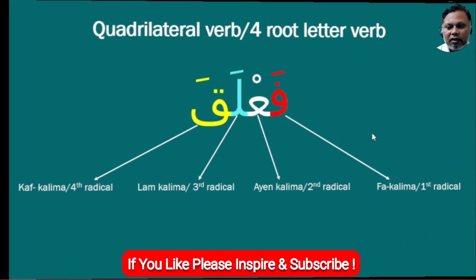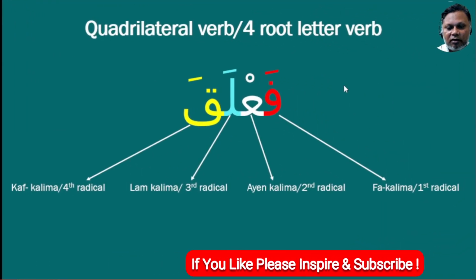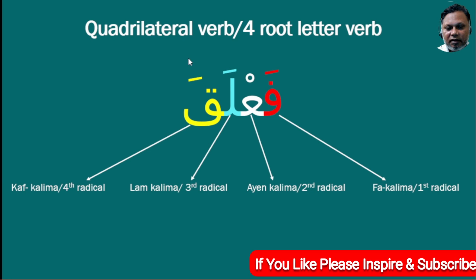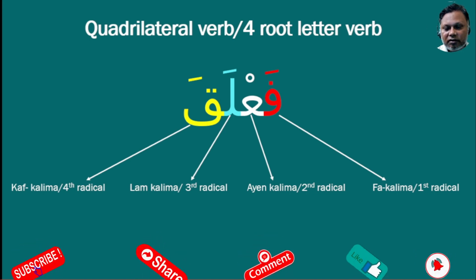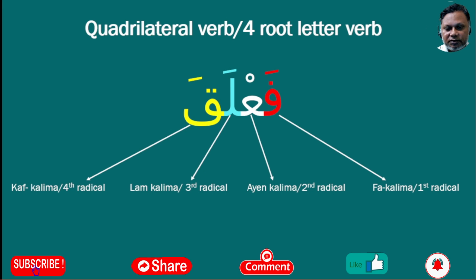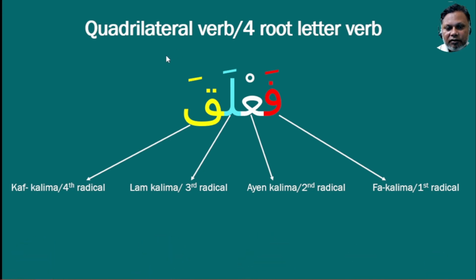In this lesson we will discuss a very important verb, the 4-root letter verb. In the 4-root letter verb, an additional root letter has been added to the 3-root letter. Fa'ala is our 3-root letter pattern that we have completed through our last 3 or 4 lessons. Today we will discuss the 4th letter, and kaf is the additional 4th letter. And the second letter, the ain kalima, will get the sukun. This is the pattern for the 4-root letter.